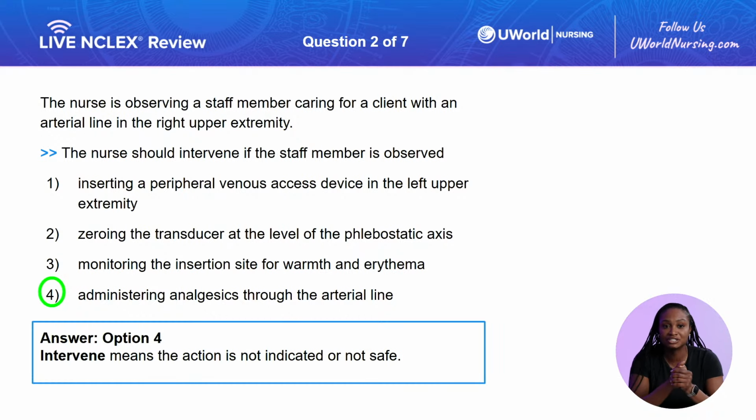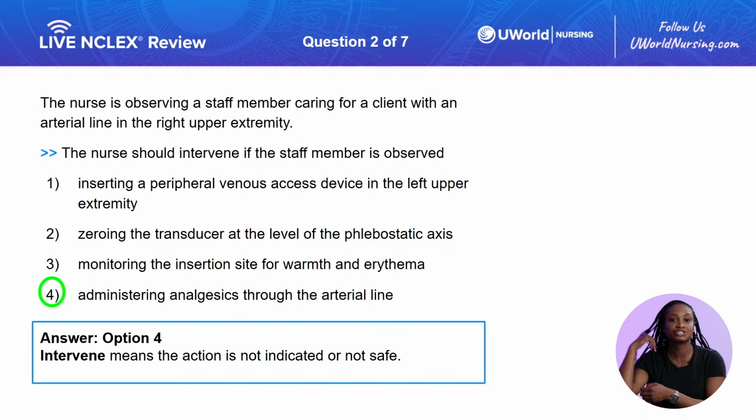Options 1, 2, and 3 are all correct interventions, things that you would do when managing an arterial line. So inserting a peripheral venous access site in the left upper extremity. That would be the opposite extremity from the arterial line. This is a good intervention because we always want to do our interventions on the opposite side, so the arterial line can have its full flow without any interactions with it.